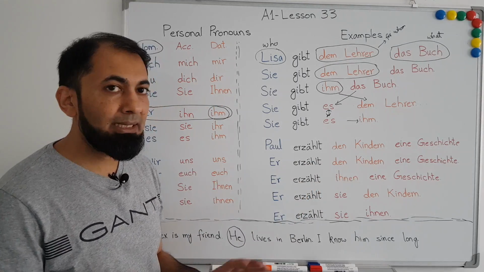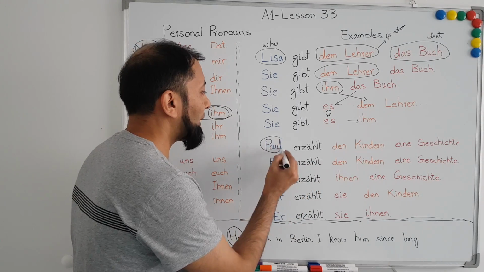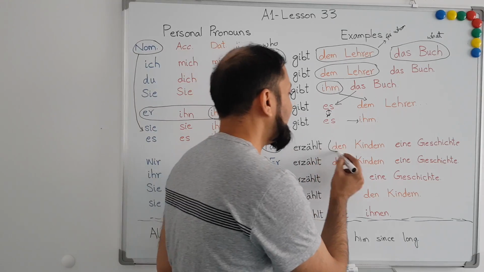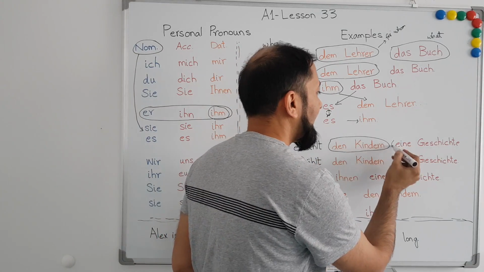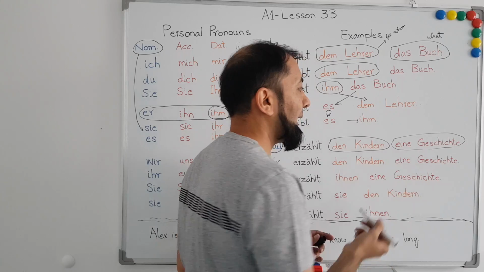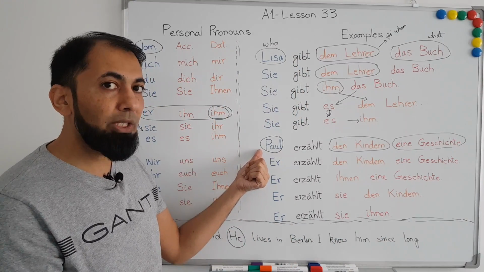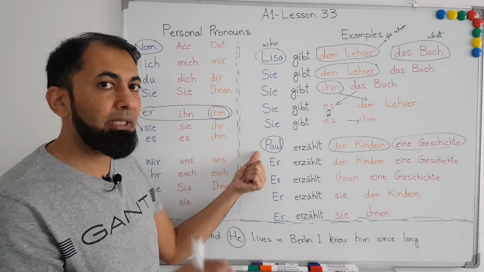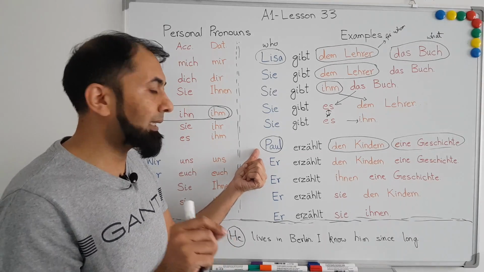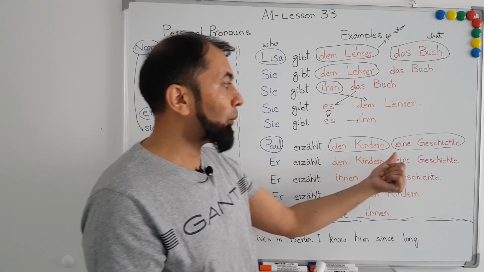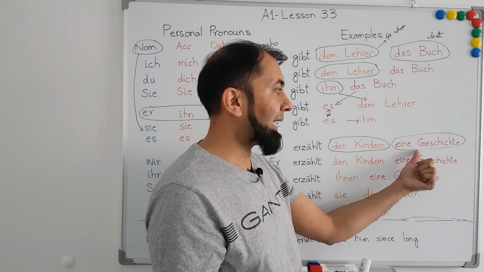Now in this sentence again we have Paul, one noun, then we have den Kindern, and then we have a third noun, eine Geschichte. This Paul is telling a story, so it is performing an action. It is the nominative case. It is the subject of the sentence.